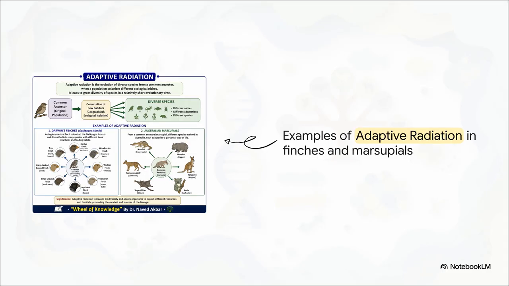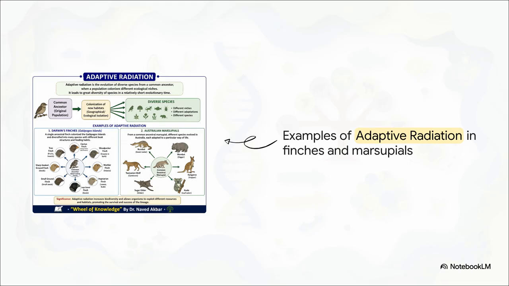On the left, Darwin's finches from the Galapagos Islands. A single ancestral seed-eating finch arrived there and radiated outward into multiple distinct species. Each one evolved a specialized beak perfectly suited for a different diet, like a stout beak for crushing seeds or a slender beak for extracting insects.